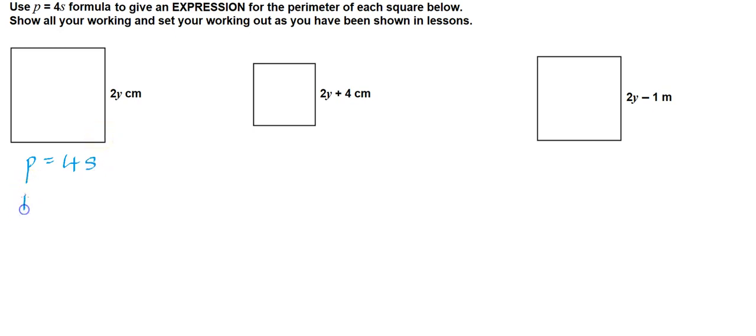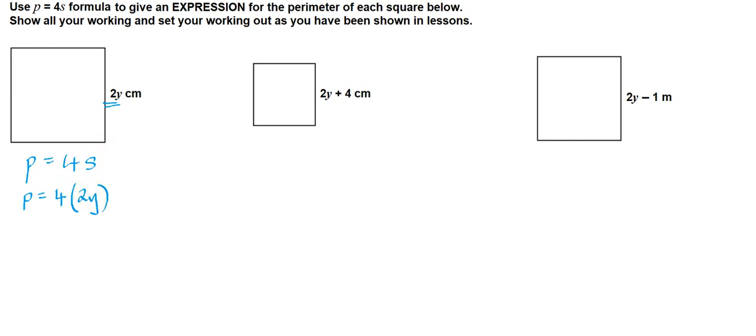So let's plug in what we know. We don't know the perimeter. We know we have to use 4 because there's 4 sides, and we're multiplying that by the length of the sides. We know what one of the sides is, which means we know what all of them are because it's a square. So it's 4 times 2y.